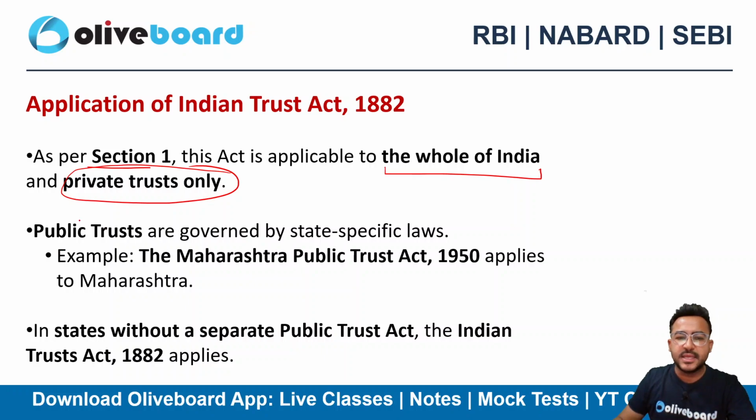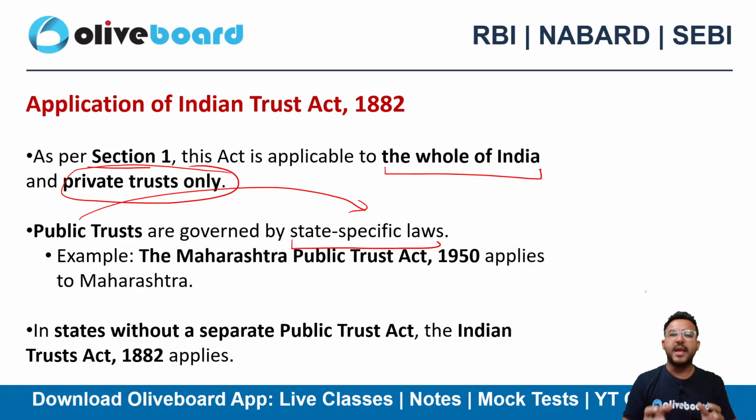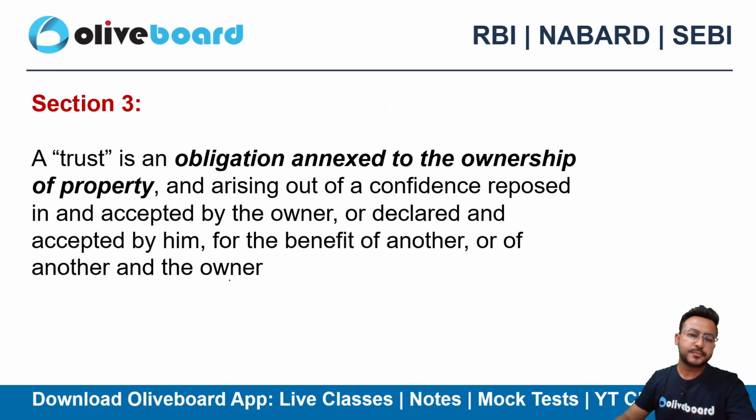Public trusts are basically governed by the state specific act. There are so many states and each and every state will have its own specific law related to the public trust. So in case the state is not having any kind of separate act, then the state can definitely refer to the Indian Trust Act 1882.